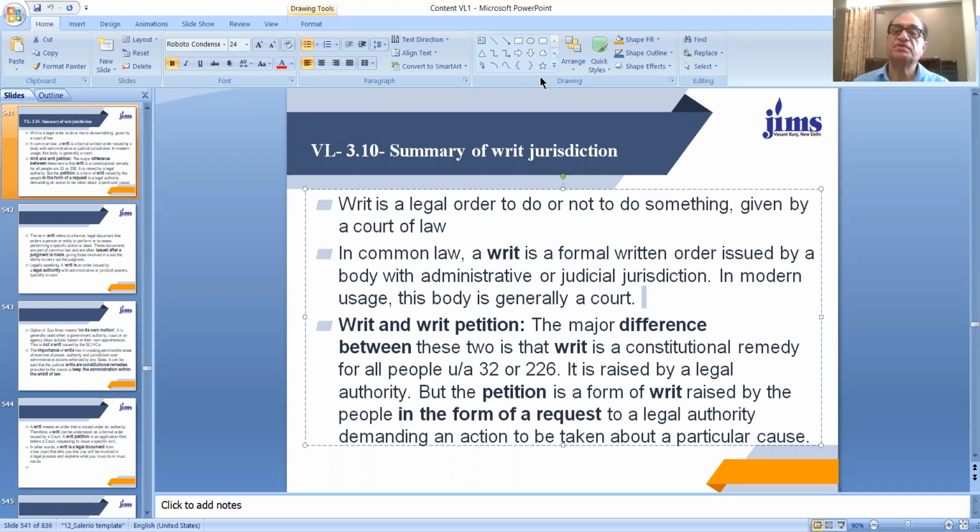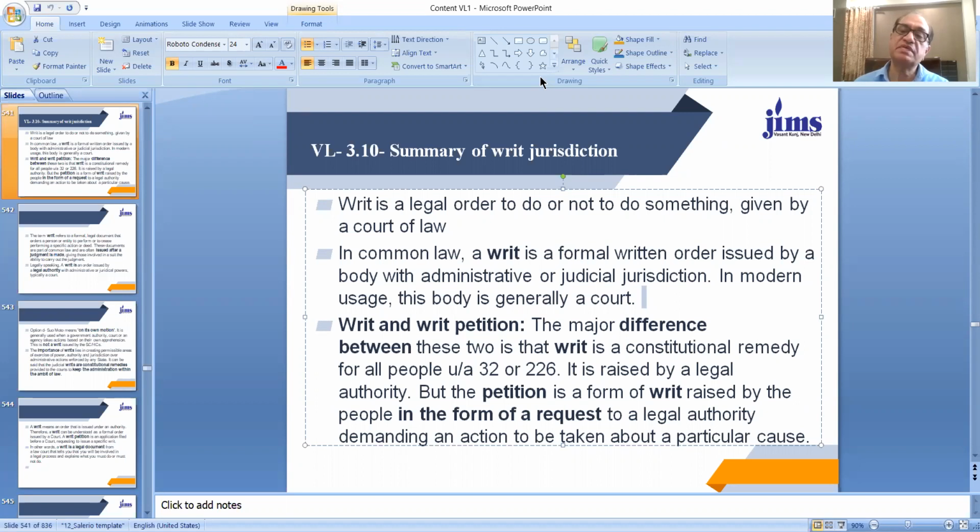So first of all, dear students, we must understand what is a writ. A writ is a legal order to do or not to do something given by a court of law. If we talk about UK, where common law is applicable, in common law, a writ is a formal written order issued by a body with administrative or judicial discretion or judicial jurisdiction. In modern usage, this body is generally known as a court.